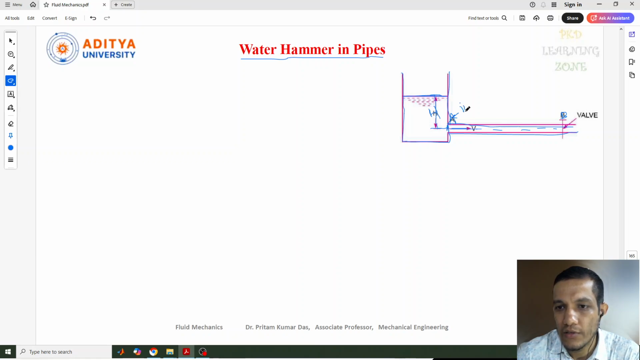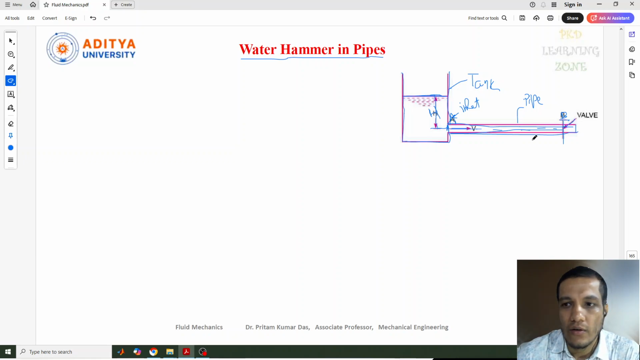So this is the inlet, and this is the reservoir, or a large tank, and this is the long pipe. At the end of the pipe a valve is connected. This is one end at the inlet, and this is the other end, the outlet, and near the outlet a valve is connected.